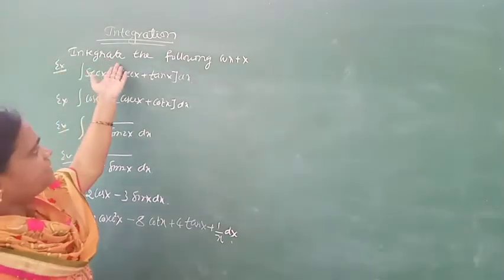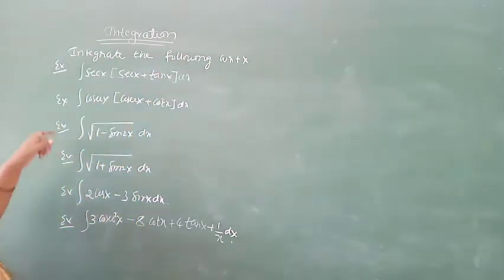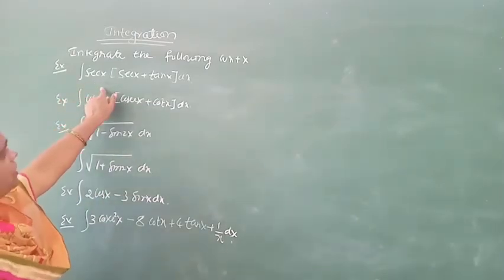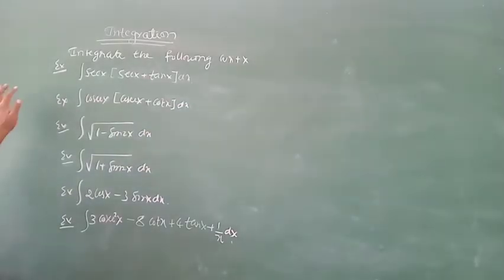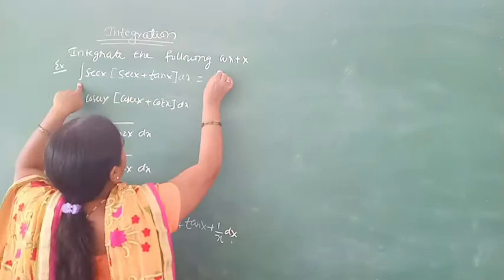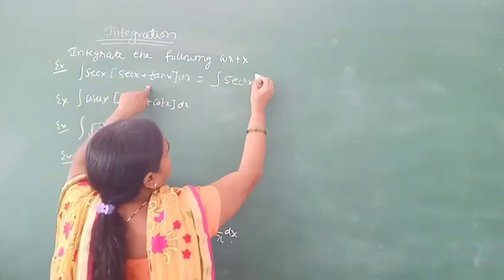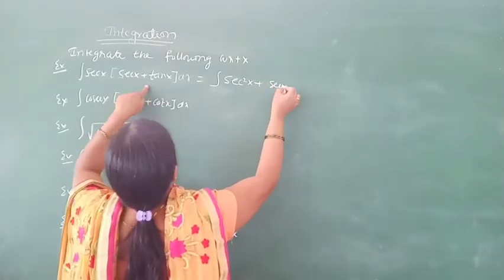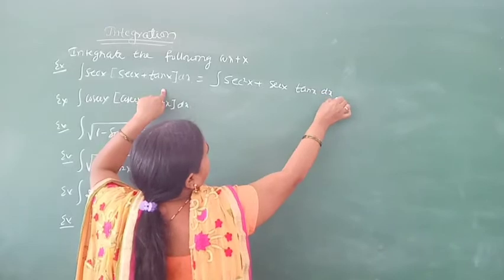Examples: integrate, or find the antiderivative of the following with respect to x. First example is the integration of (sec x plus tan x) into dx. These two are 1-mark questions. Nothing is there here. Multiply sec x into sec x, we get sec x square plus sec x into tan x dx.